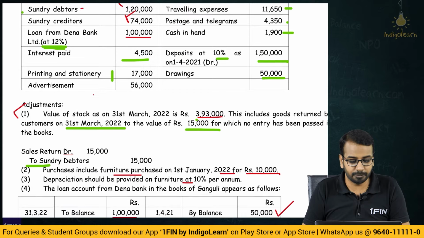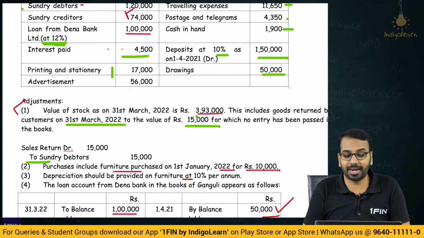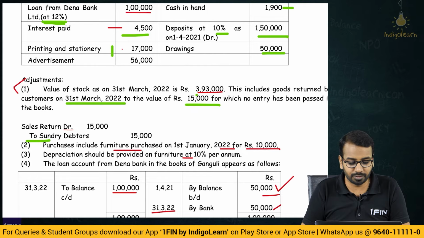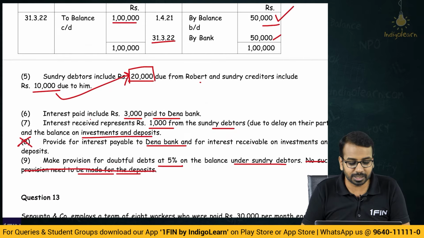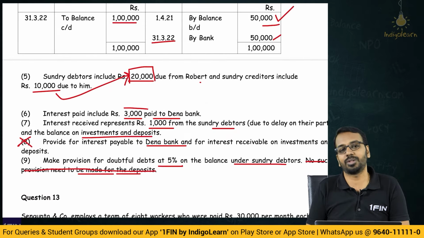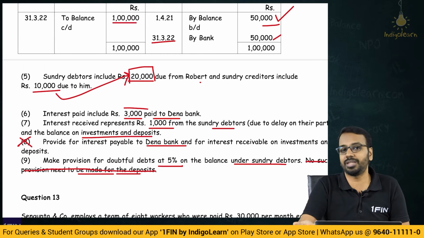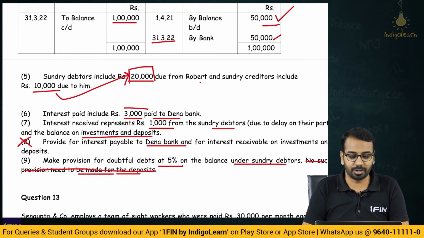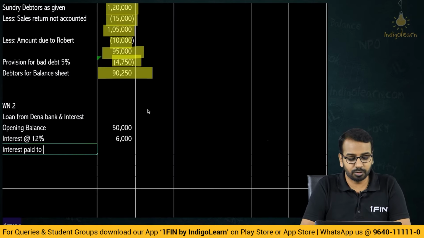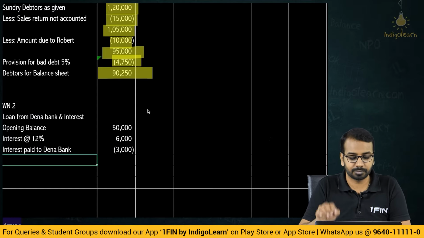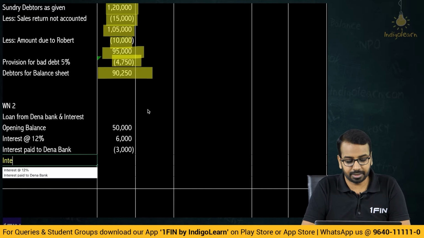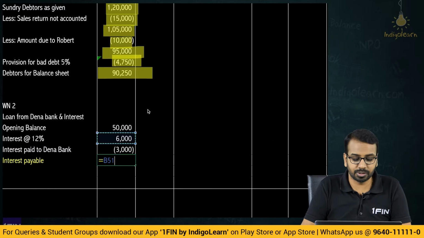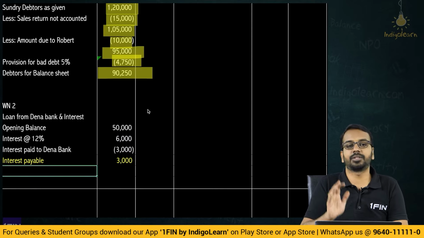If you see the question, interest paid says 4,500, but there is one more information here which says interest paid includes 3,000 paid to Dena Bank. So we have paid only 3,000 to Dena Bank. We have not paid the full amount. Less interest paid to Dena Bank, 3,000. So interest payable is 6,000 minus 3,000. 3,000 is payable.